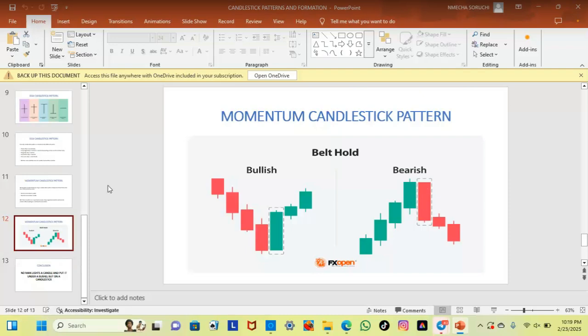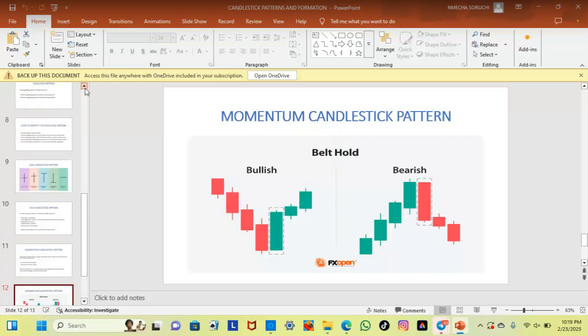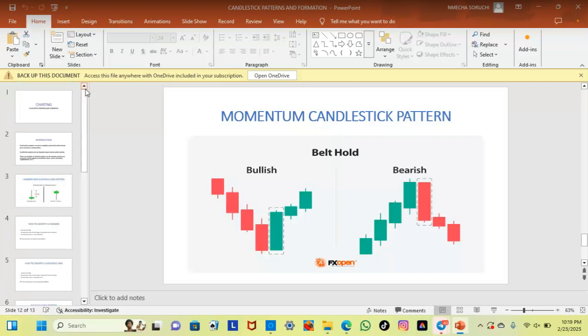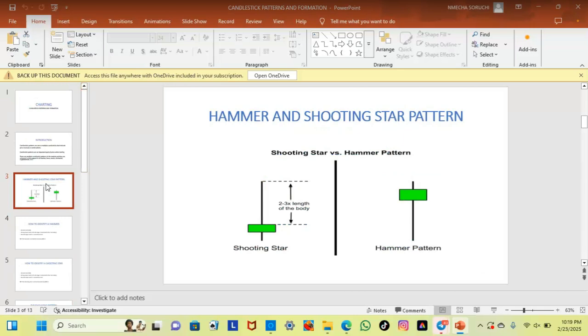So now let's go to the chart and spot out these candlesticks we have talked about today. We'll start with the hammer candlestick pattern. So now let's go to the chart.